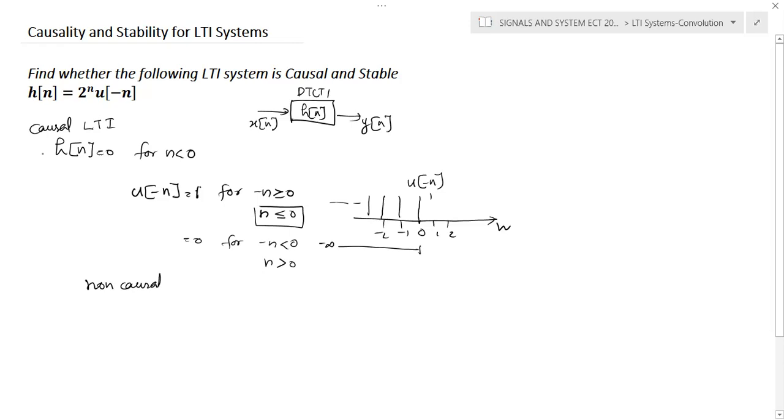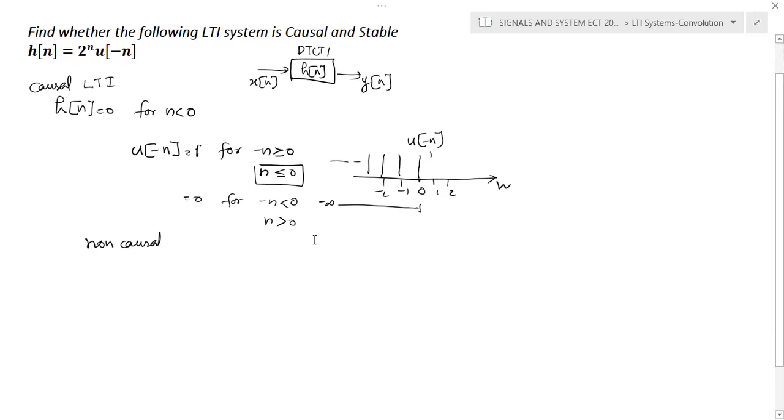So the causality condition is h of n is equal to 0 for n less than 0. But if you observe this particular waveform, you can see that this is non-zero for n less than 0. So we can conclude that the given system is non-causal. Now we need to verify the stability condition. We need to verify whether the given system is stable or not.